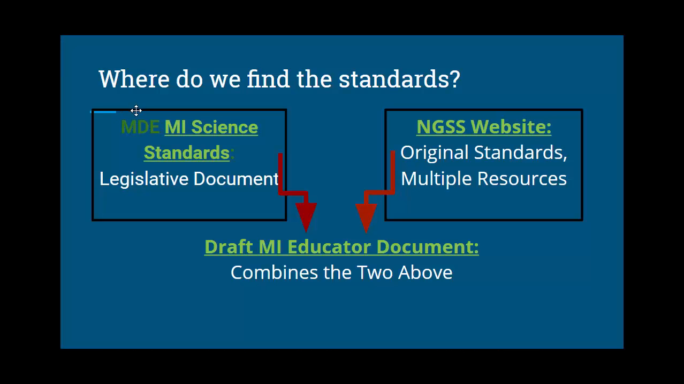So let me bring you back. These are linked as well in the Google document. So this is the legislative document with just the performance expectations. Here's the Michigan Educator draft document that I just showed you that will have those Michigan mittens in anywhere necessary. And then lastly is the NGSS website, and that again is going to be very similar to the Michigan draft document with multiple resources available for use as well. Another excellent place to use to plan.